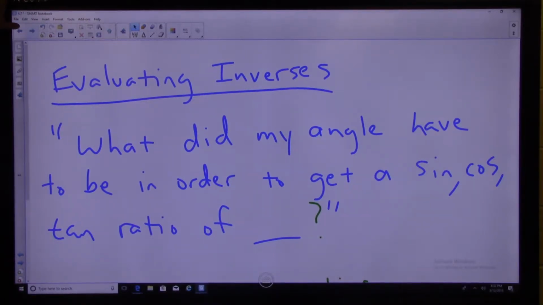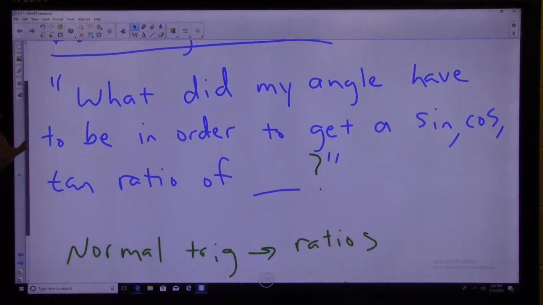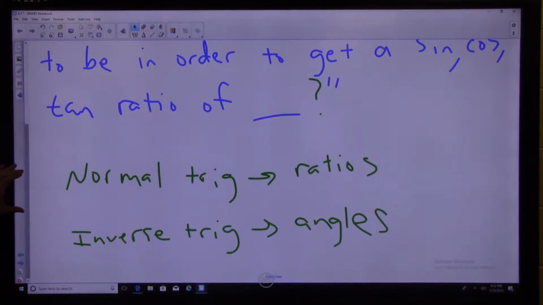So first, let me graph the sine function. This might be good to write down as well.